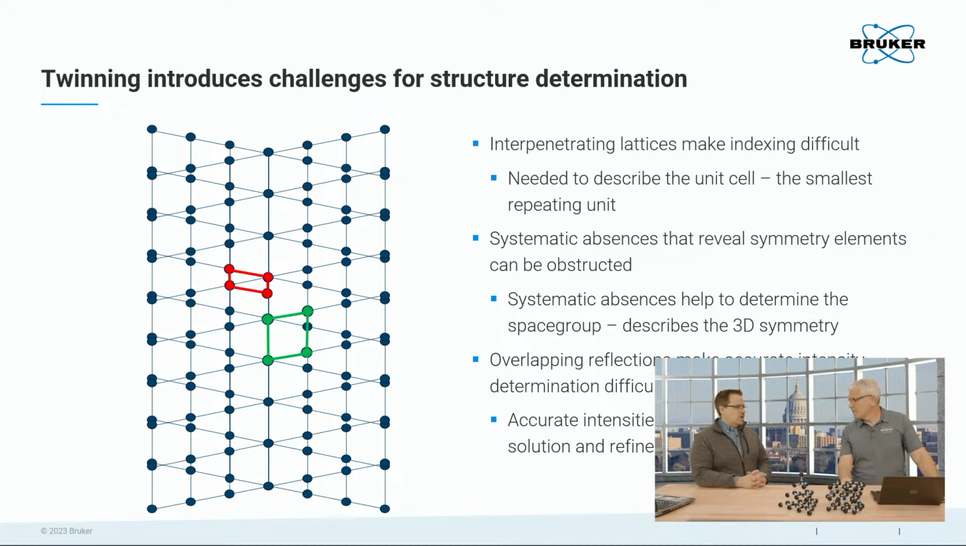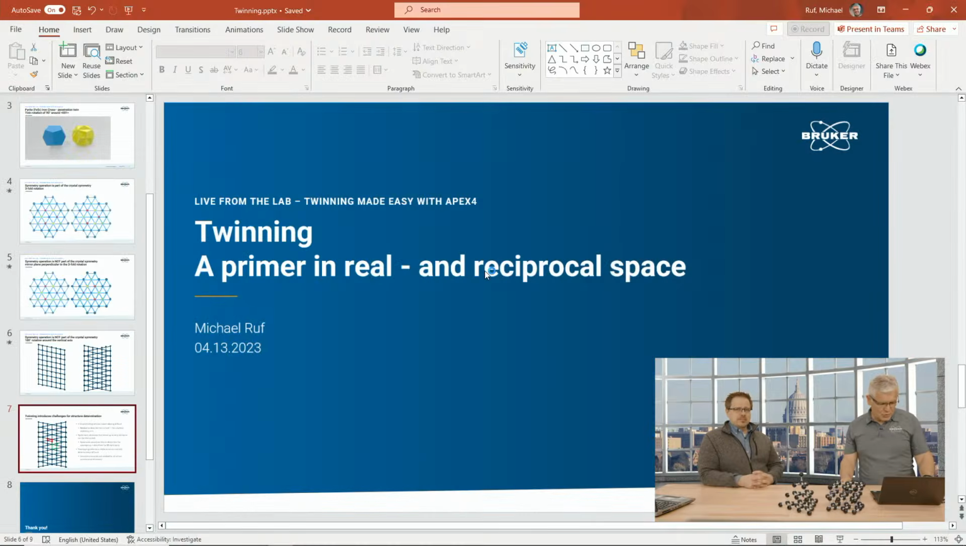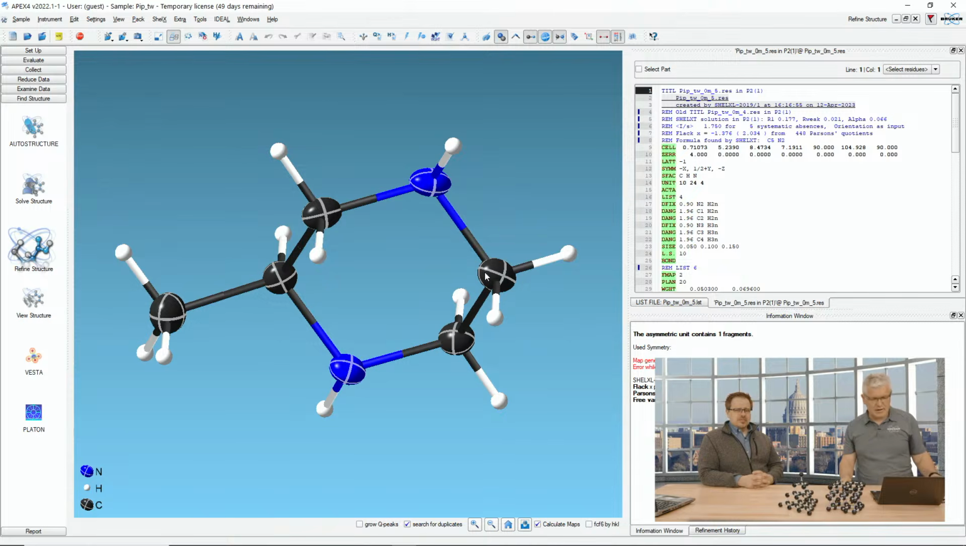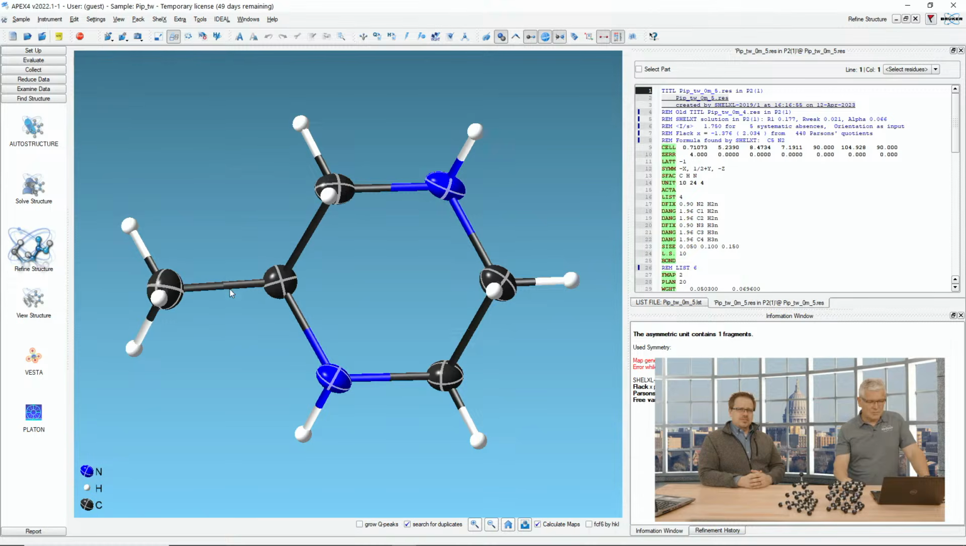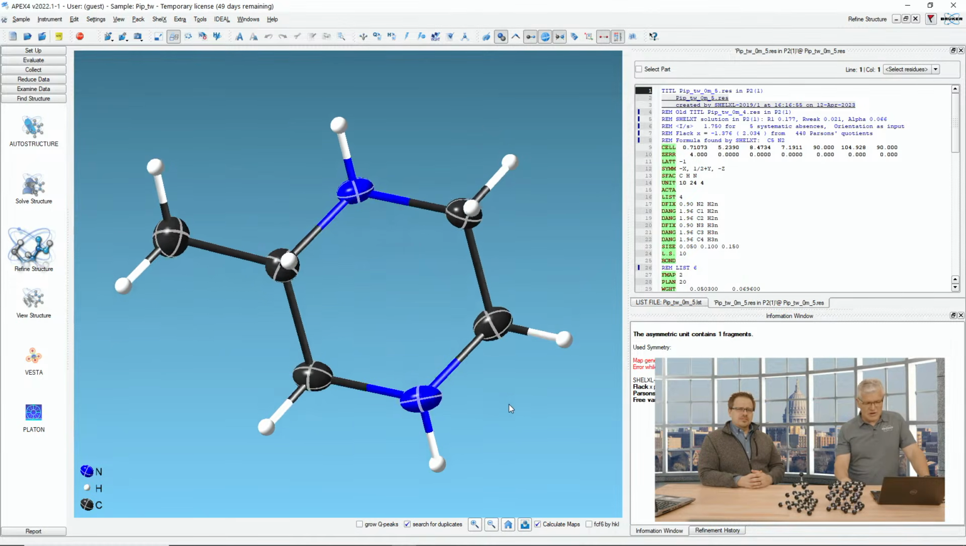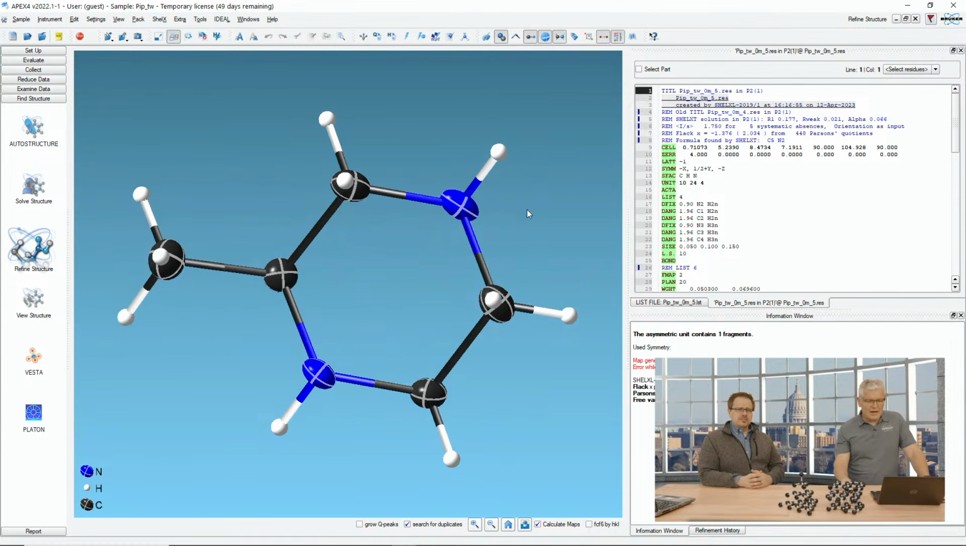So the software can now elegantly handle these issues. We'll look at this in a second. This is APEX4, and it's already started up. What I display here is methylpiperazine, a nice little small molecule. Fortunately or unfortunately, most of those crystals are twinned, and they're twinned in a symmetrical way.